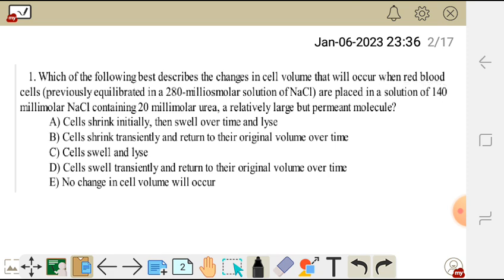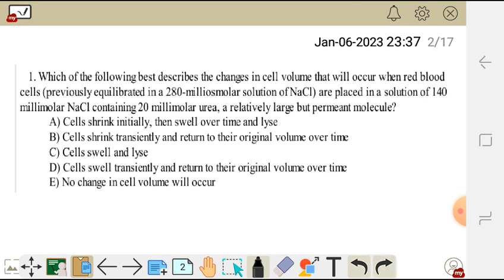So A, cells shrink initially, then swell over time and lyse. And B, cells shrink transiently and return to their original volume over time. And C, cells swell and lyse. D, cells swell transiently and return to their original volume over time. And E, no changes in cell volume will occur.